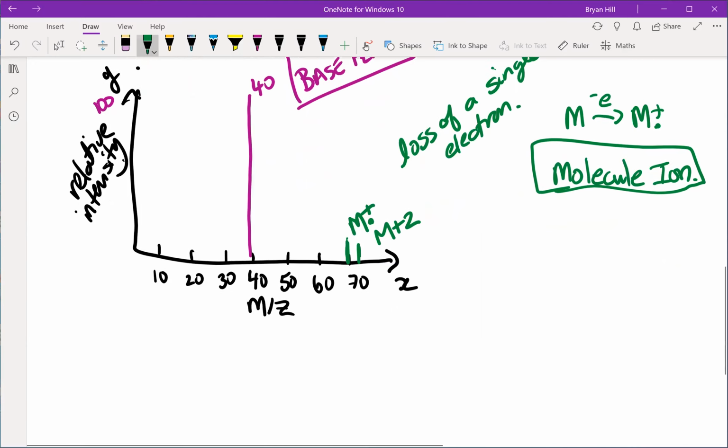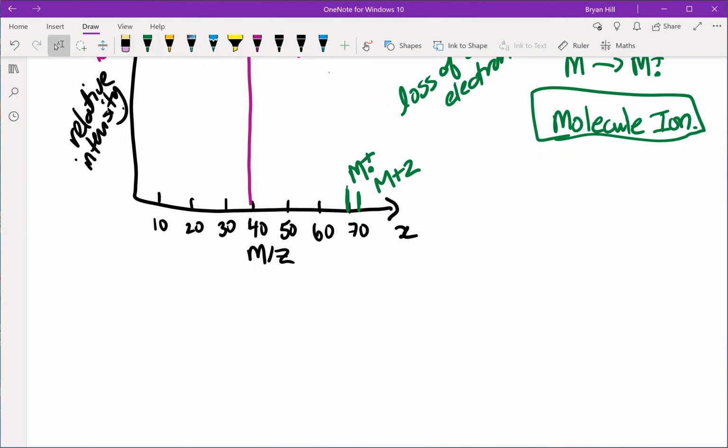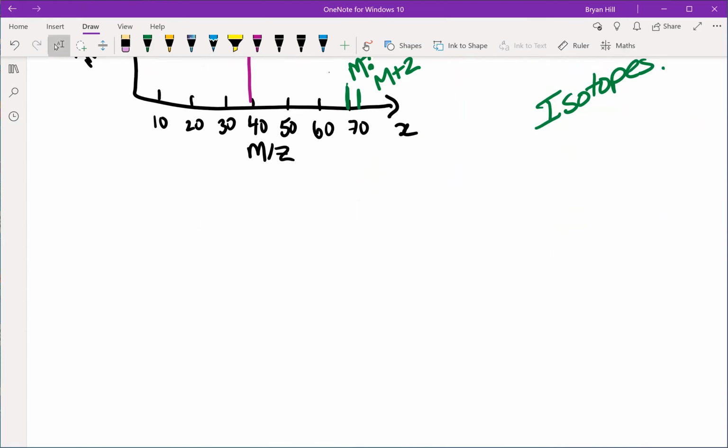When you've got a peak whose atomic or molecular mass is actually larger than the molecular ion peak, where does that come from? Isotopes, right. So there are two isotopes in particular which we should talk about, like bromine.